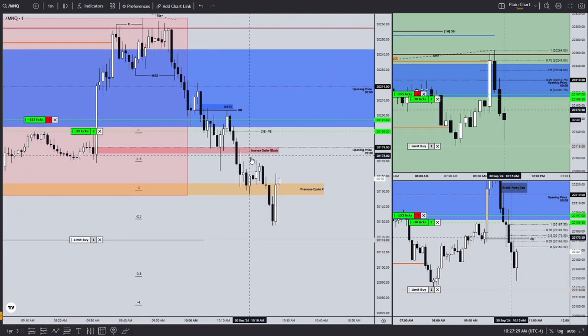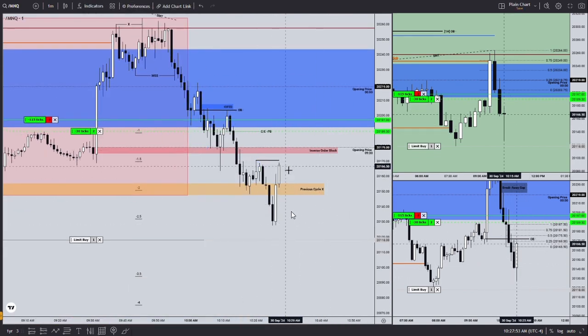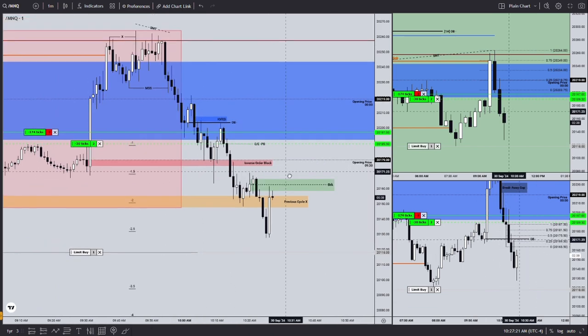And here I was anticipating that this could be a future unicorn model. If we break above this high right here, that'll validate this as a breaker block to send price higher and take out this high right here, because again we're in the negative 2.5 deviations level, right? This could be a nice rejection level.